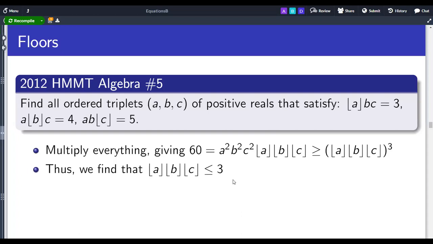So at least 2 of them are 1. Some of them could be 0, but that's not a problem because they won't satisfy the original. If any of them are 0, let's just say floor of A is 0, well, we already know floor of A times BC is 3, so if floor of A is 0, then we get that 0 is 3, which is clearly false. So they're all positive. And if 2 of them are at least 2, then we have something at least 4 on the left side, but we also know it's at most 3, so that's not right. So we need at least 2 of them to be 1.